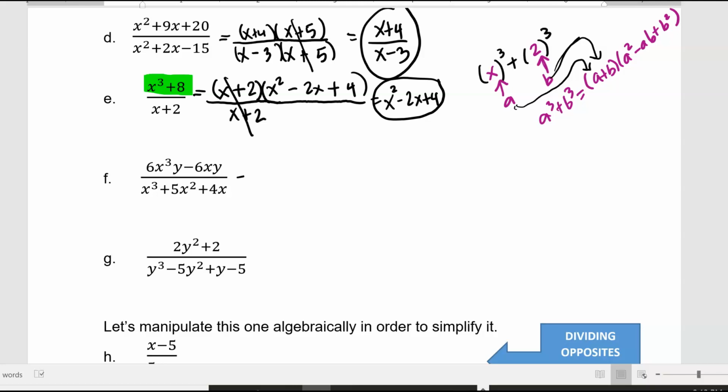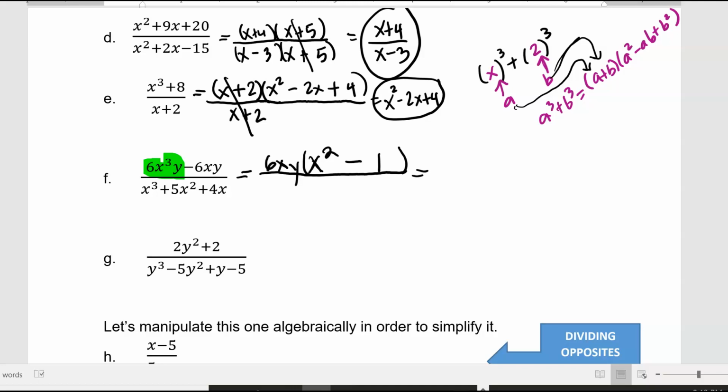Moving on to F, it looks like we have a GCF, and what is it? Definitely a 6 is showing up in both, and x and y. So 6xy is our greatest common factor. If you take out 6xy, what times 6xy would give us back 6x cubed y? It would be x squared and then minus 1. Now it looks like we have a difference of squares, so we're actually not done factoring.